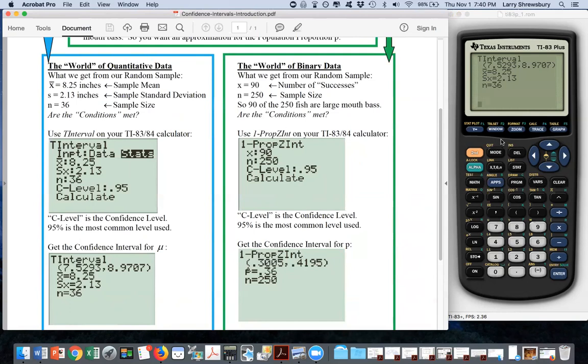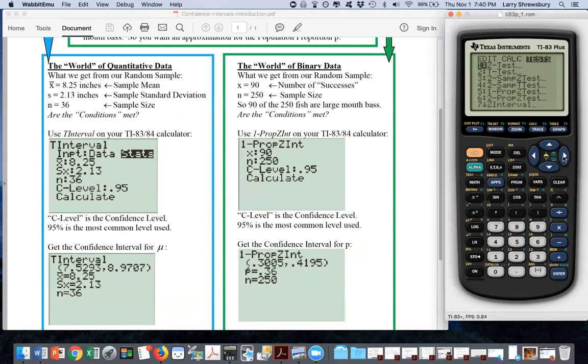So we're going to go over here. We're going to press Stat, go over to Test, and scroll down. Keep scrolling till you find 1-prop z-int. So here are your inputs. X is the count, the 90. Of course, hopefully you know n is always your sample size, the 250.